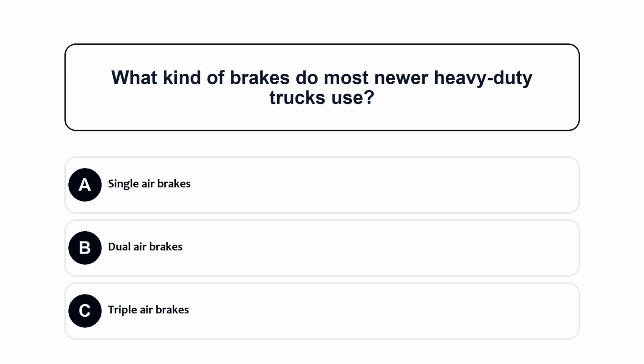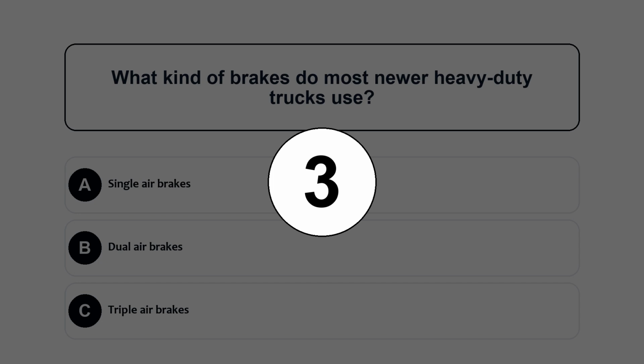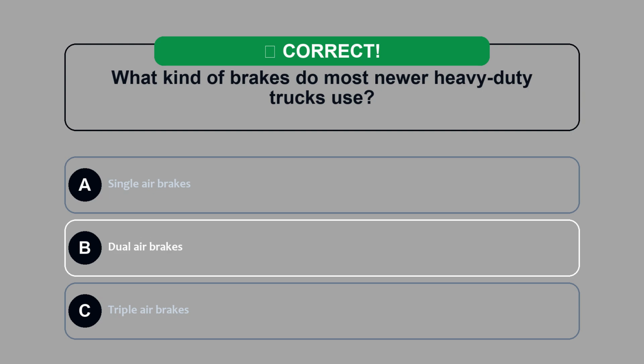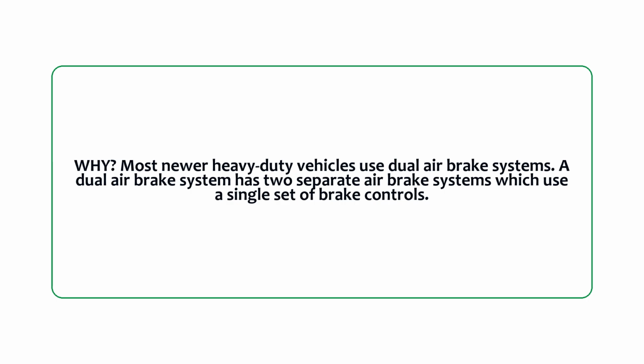Question 5. What kind of brakes do most newer heavy-duty trucks use? Option A. Single air brakes. Option B. Dual air brakes. Option C. Triple air brakes. The correct answer is option B. Dual air brakes. Explanation. Most newer heavy-duty vehicles use dual air brake systems. A dual air brake system has two separate air brake systems which use a single set of brake controls.